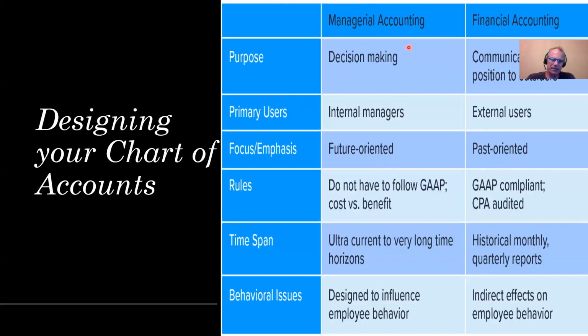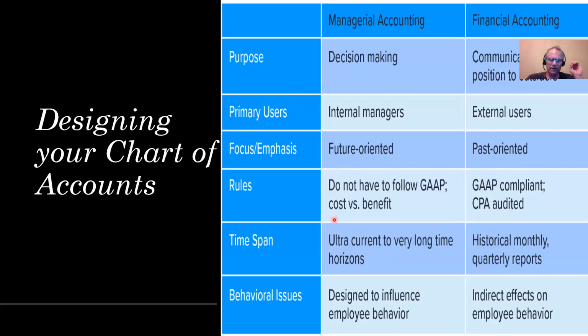As far as the rules of managerial accounting, you don't worry about GAAP. Cost versus benefit is more what you're concerned about. In financial accounting, it's GAAP compliant, CPA rules. And again, these two goals are different, and you want to be able to facilitate things so that both of these people, financial and managerial, get what they want. Time span.